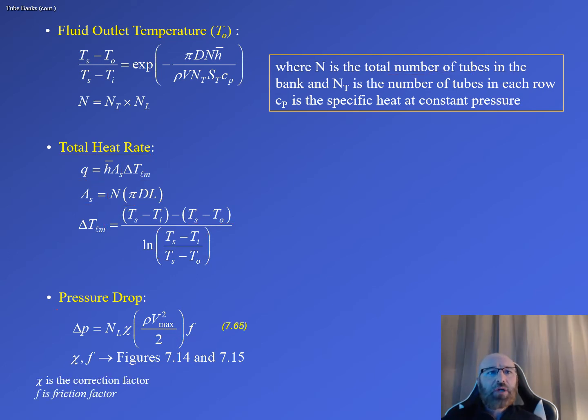Now if we take a look at our pressure drop, we can see we have the relationship shown in equation 7.65 in our textbook, which is that our delta P is equal to our N_L times this correction factor, times this relationship where we have our rho V_max squared all over 2, times F, where F is our friction factor. Now our chi and our F we can see on the following slides in figures 7.14 and 7.15 as we relate back to our textbook.